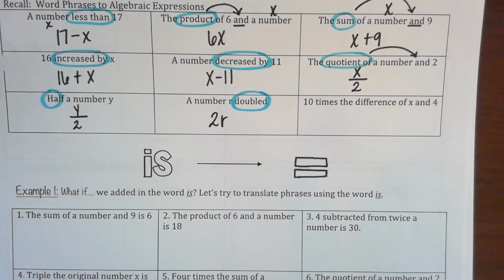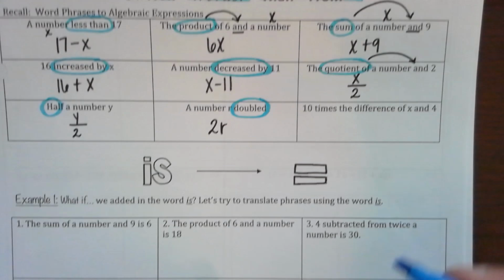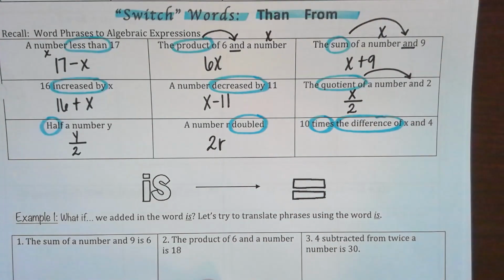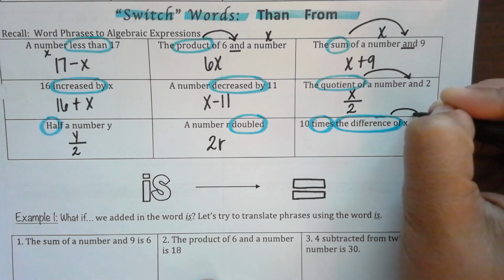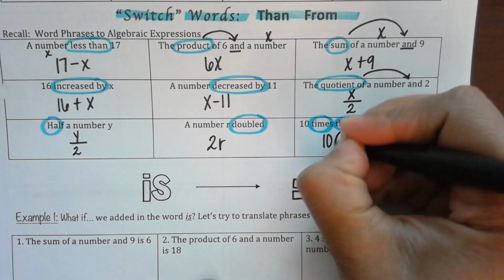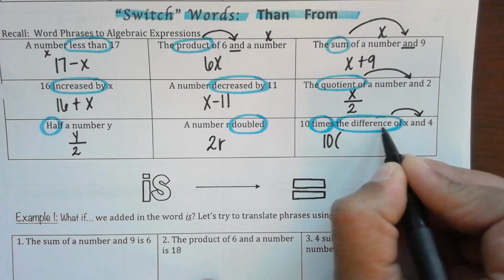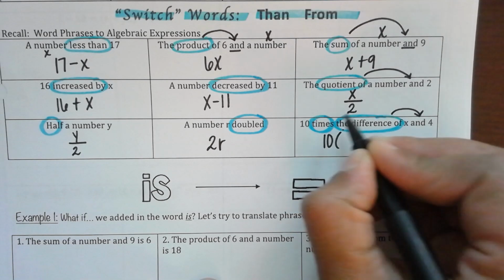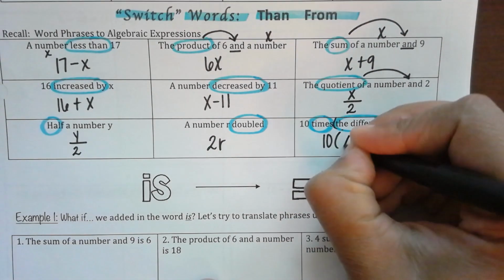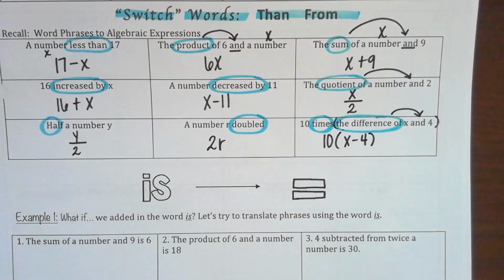Looking at the last one, it says 10 times the difference of X and 4. So what is our operational phrase or phrases here? Times and the difference of. So if I see an of, I'm looking for the and. So what needs to come first? Because it's an operation followed by another operation. Does that make sense? So it's saying this is together. So what would be inside of the parentheses? And that's our answer. Any questions there?